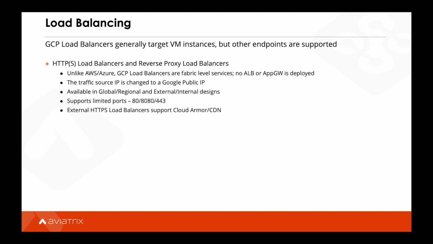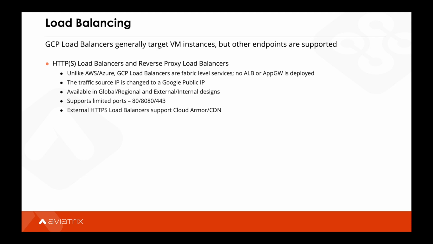For example, if you have an HTTP, HTTPS type application that you want to load balance, you will use the HTTP load balancer, which is unlike AWS and Azure. It's very different, the way it works in GCP. GCP load balancers are fabric level services. They're not like ALBs or app gateways in Azure that are deployed in your respective VPCs or VNets.